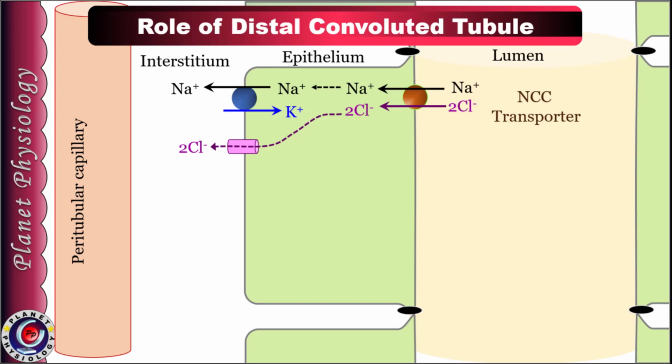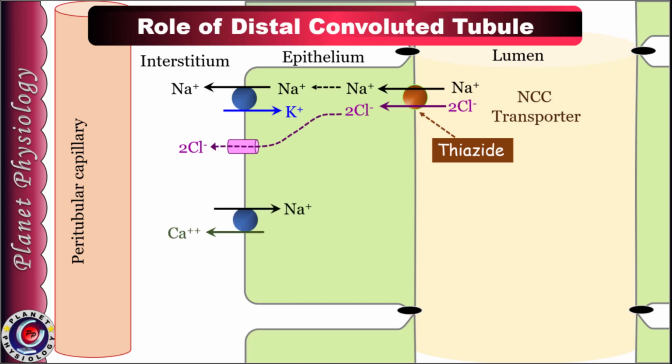The luminal surface of the cells has sodium chloride cotransporters called NCC, which move sodium and chloride into the cell. Sodium is then pumped out into the interstitial fluid by the sodium-potassium pump. Chloride ions diffuse into the interstitium via chloride channels. NCC are inhibited by thiazide diuretics used in the treatment of hypertension as well as cardiac failure.